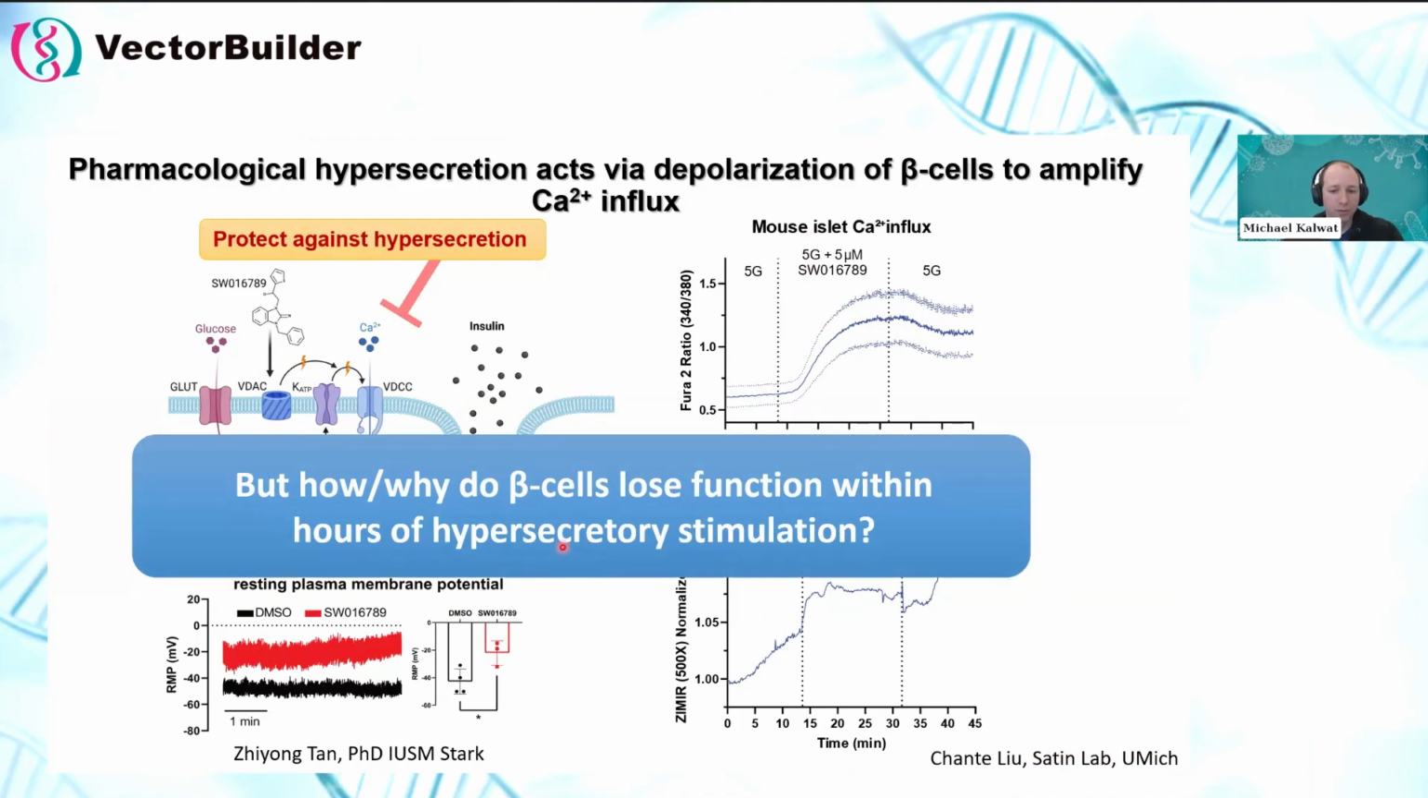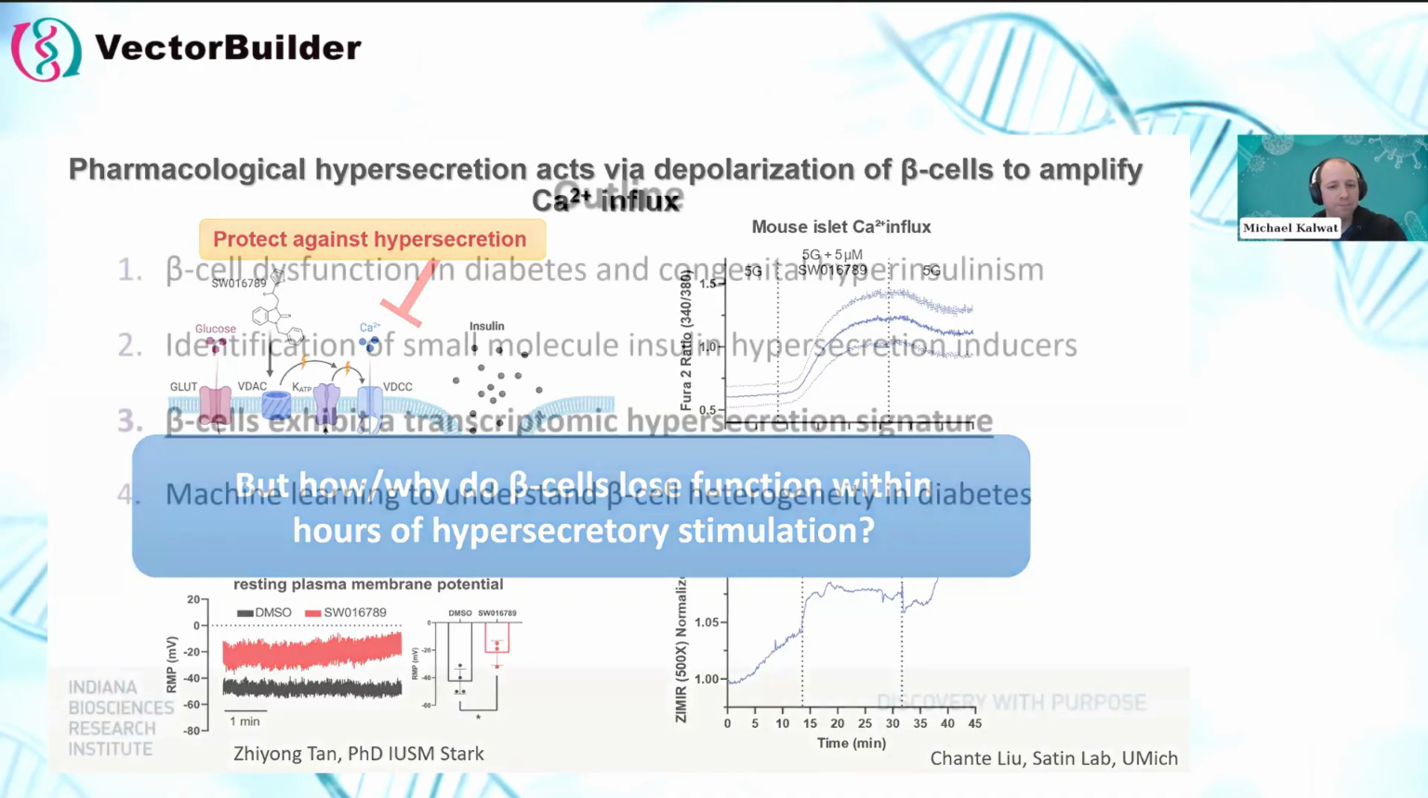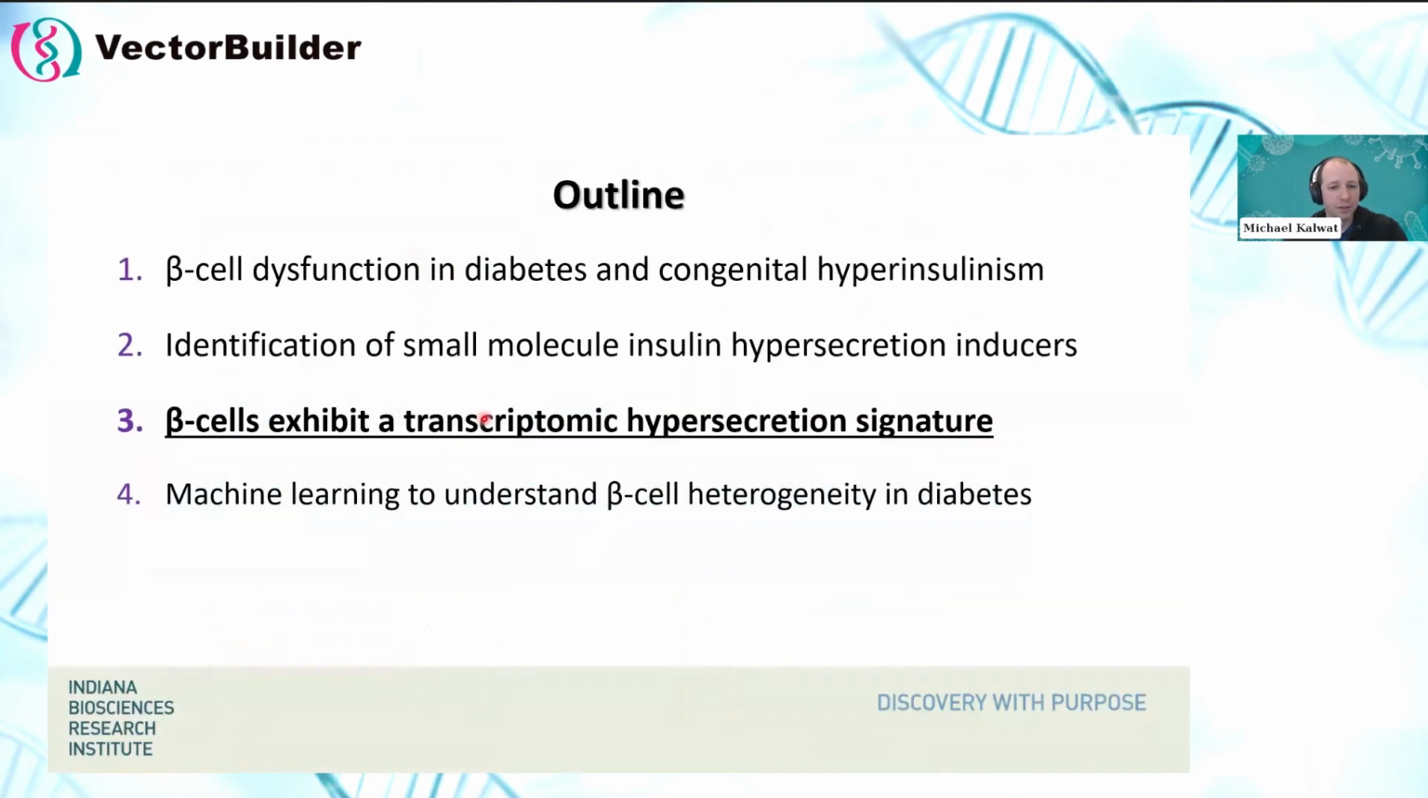So now that we knew the acute, proximal activity of this compound, the targets it might work through and how it's happening to cause calcium influx and hypersecretion, what we still don't understand is how the cells turn off their insulin secretion after a few hours of exposure to this stimuli. So that's what I'll shift gears to and talk about next.